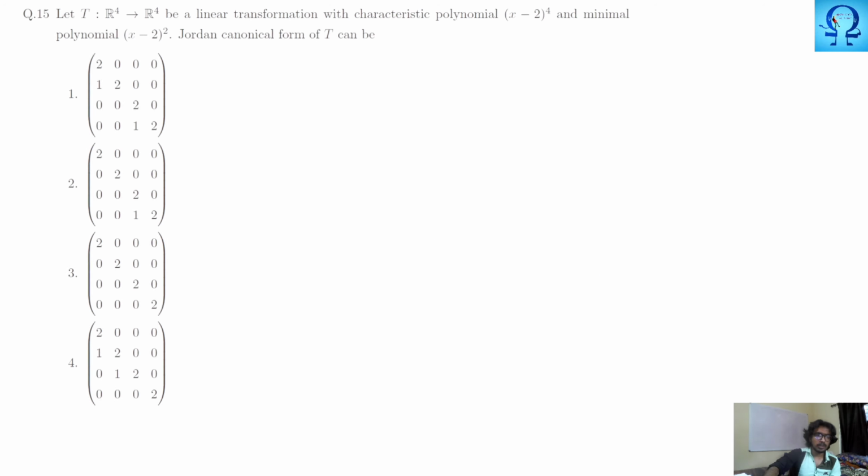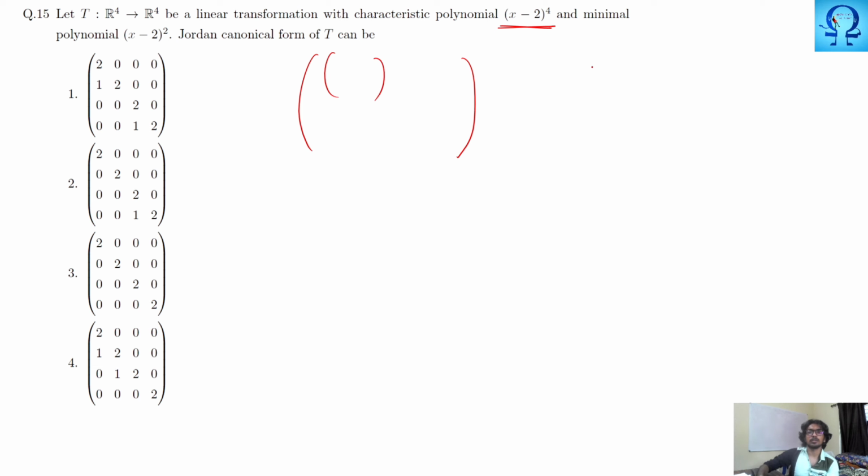Okay. Moving to the next question, we have a linear transformation defined from R4 to R4, and the characteristic polynomial is (x minus 2) to the power 4, and the minimal polynomial is (x minus 2) to the power 2. So, which means in the Jordan canonical form, we will have a 2 by 2 block. Okay, one 2 by 2 block is mandatory. The other part can be a 1 by 1 block or a 2 by 2 block. Okay, it is not necessary that the 2 by 2 block should always be here.